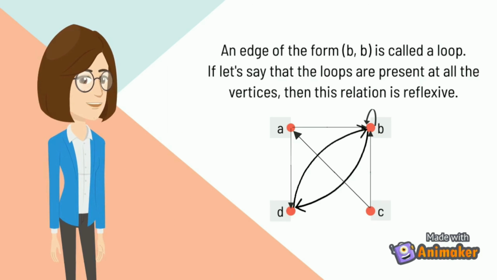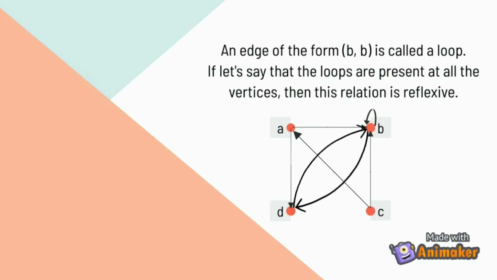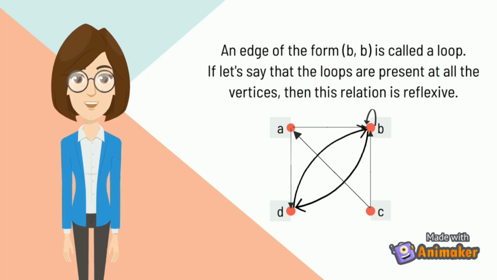If you notice from this digraph, the edge at b is called a loop. If, let's say, loops are present at all the vertices, then this relation is reflexive. So, that's the end of this subtopic.